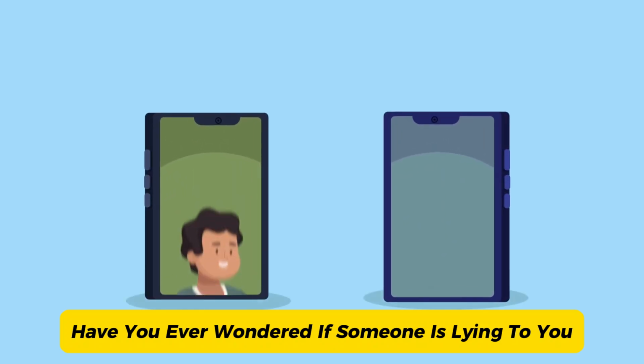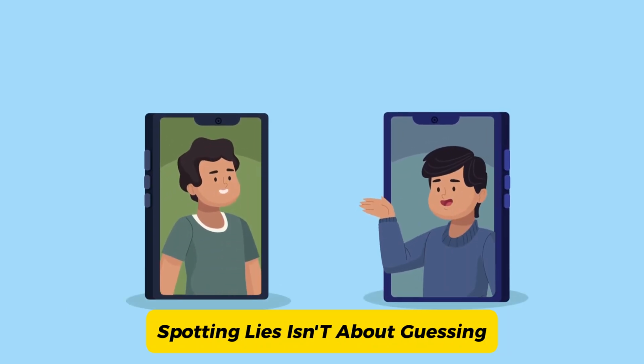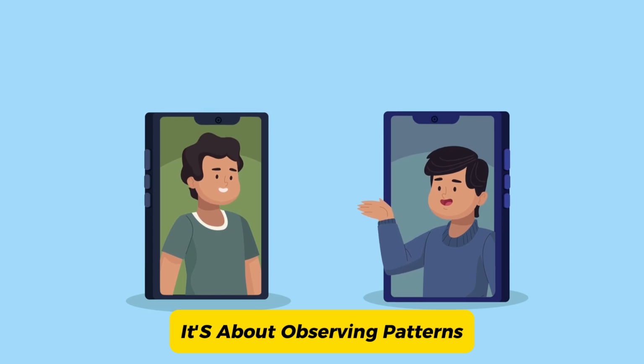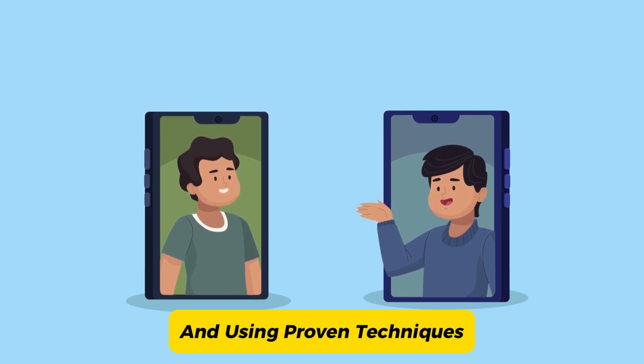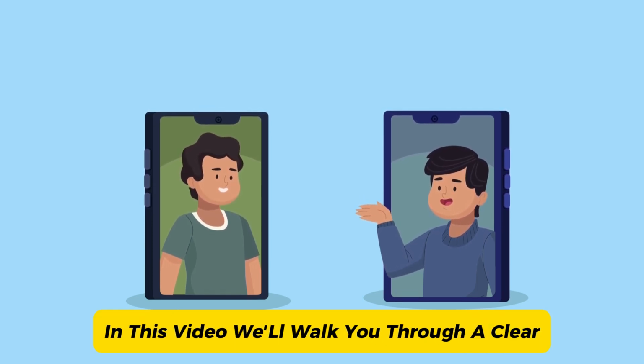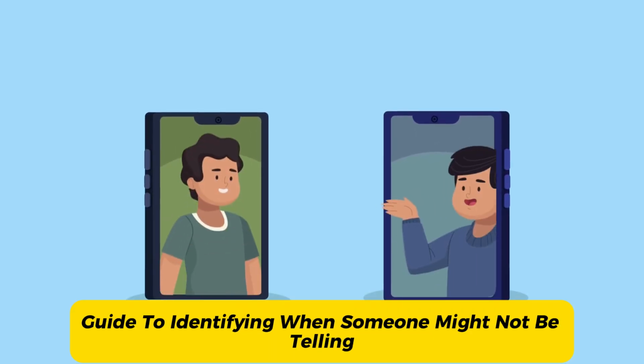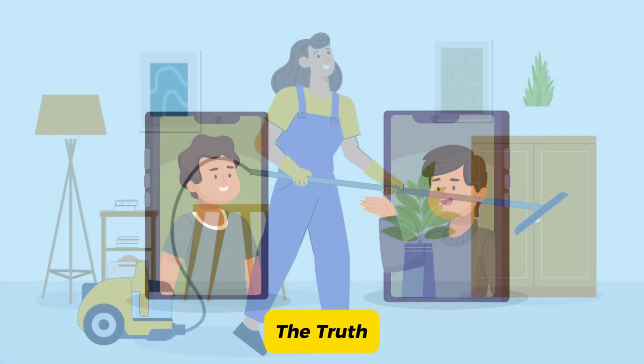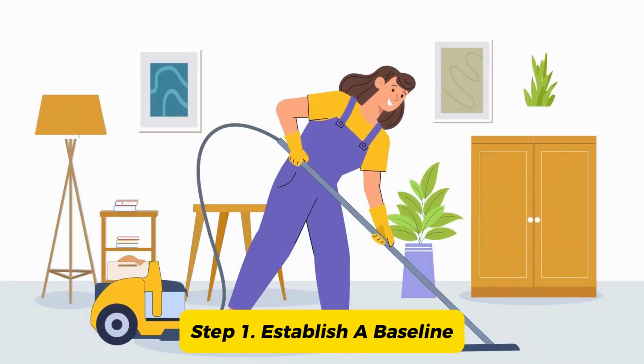Have you ever wondered if someone is lying to you? Spotting lies isn't about guessing, it's about observing patterns and using proven techniques. In this video, we'll walk you through a clear, step-by-step guide to identifying when someone might not be telling the truth. Step 1. Establish a baseline.